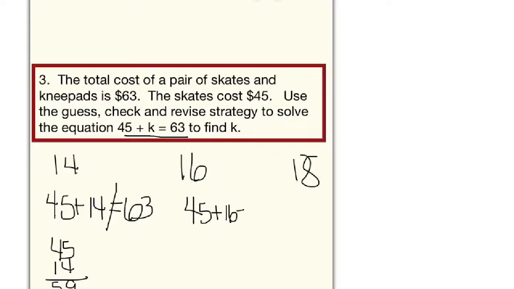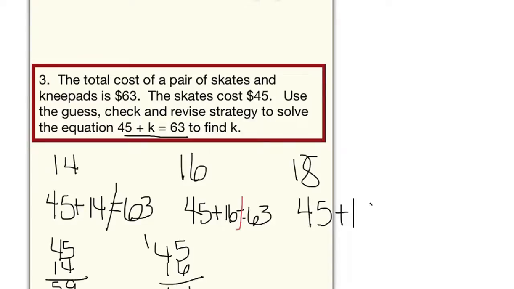45 plus 16, does that equal 63? Well, let's check it out. 5 plus 6 is 11. 4 plus 1 is 5, plus the carried 1 is 6, so 61. We're getting closer, but we are still not correct. That is not right. So we need to revise one more time. Let's try 18. We know we have to get bigger because we've got 59, 61. We need to go a little bit bigger. So does 45 plus 18 equal 63? 5 plus 8 is 13, and 4 plus 1 plus the other one does equal 63. So we are correct. Good job.